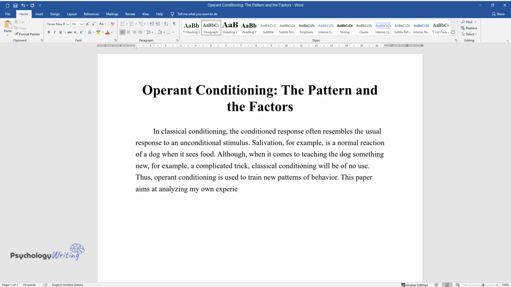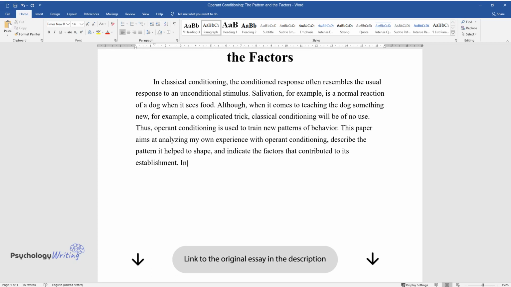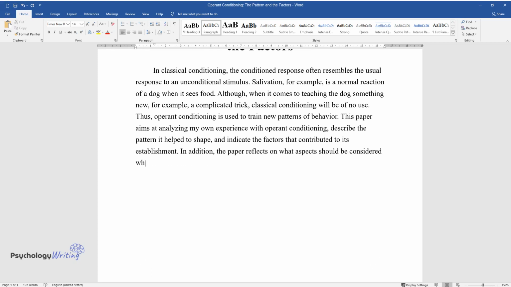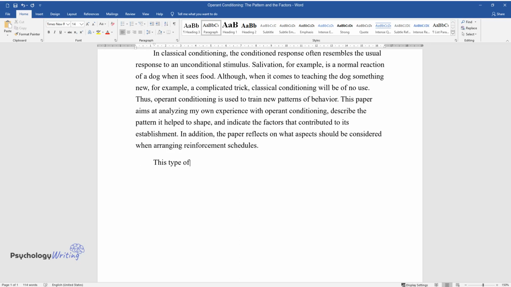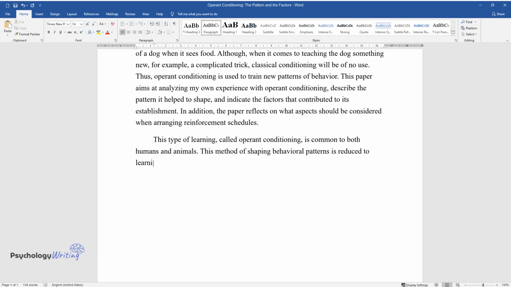This paper aims at analyzing my own experience with operant conditioning, describe the pattern it helped to shape, and indicate the factors that contributed to its establishment. In addition, the paper reflects on what aspects should be considered when arranging reinforcement schedules. This type of learning, called operant conditioning, is common to both humans and animals. This method of shaping behavioral patterns is reduced to learning that a certain behavior leads to the achievement of a certain goal.